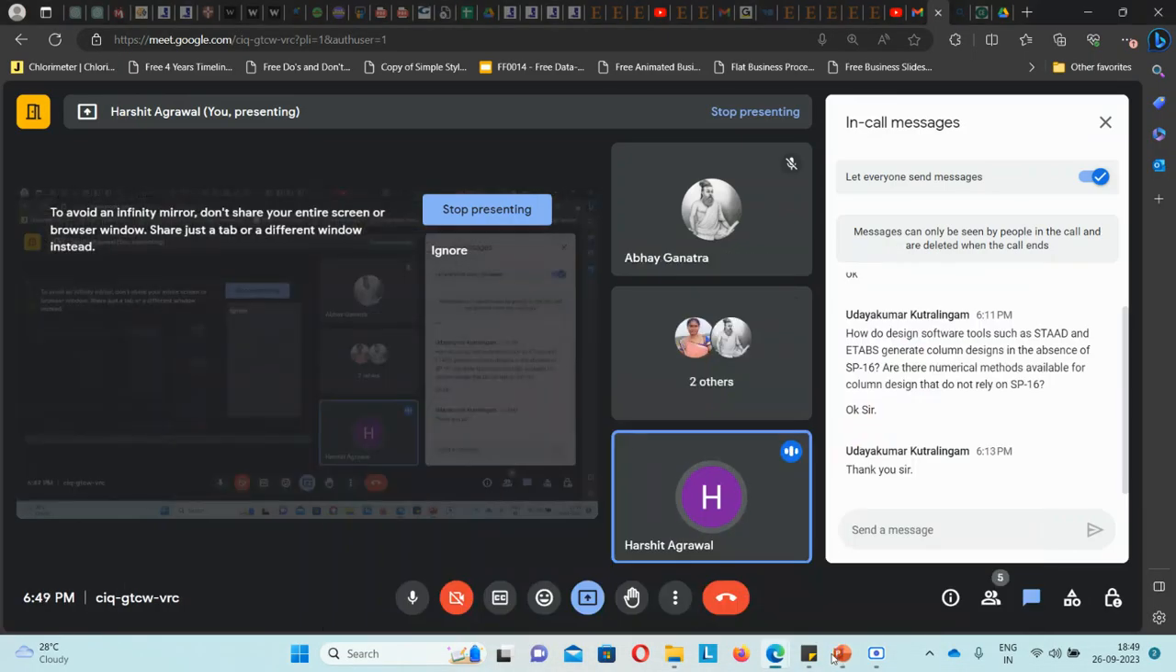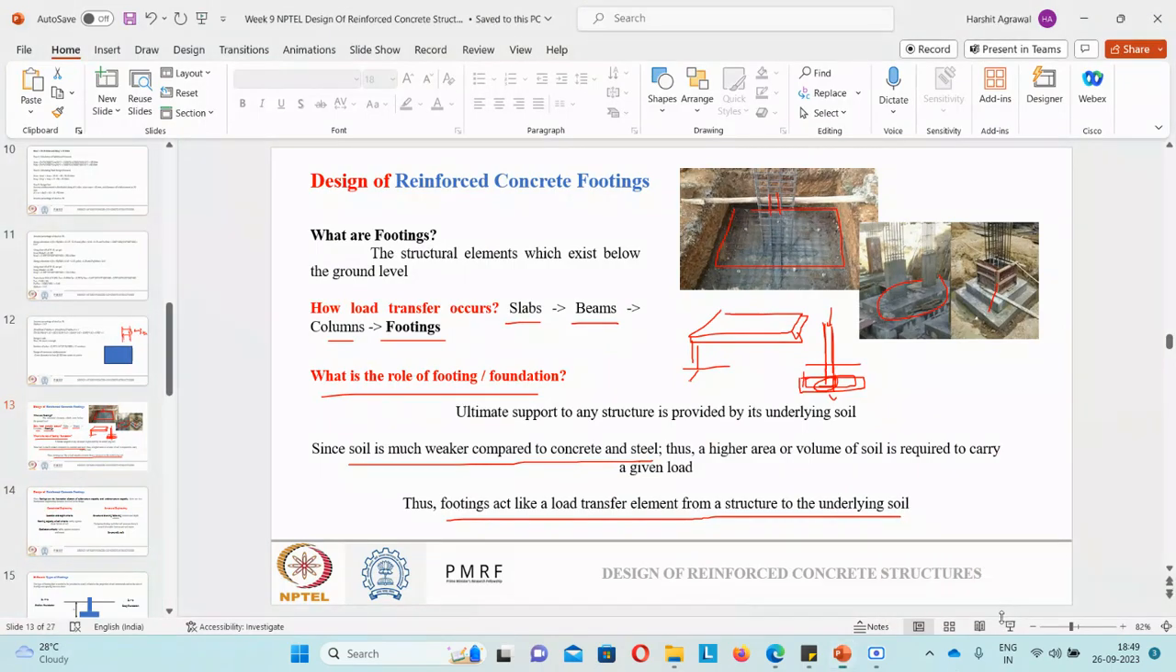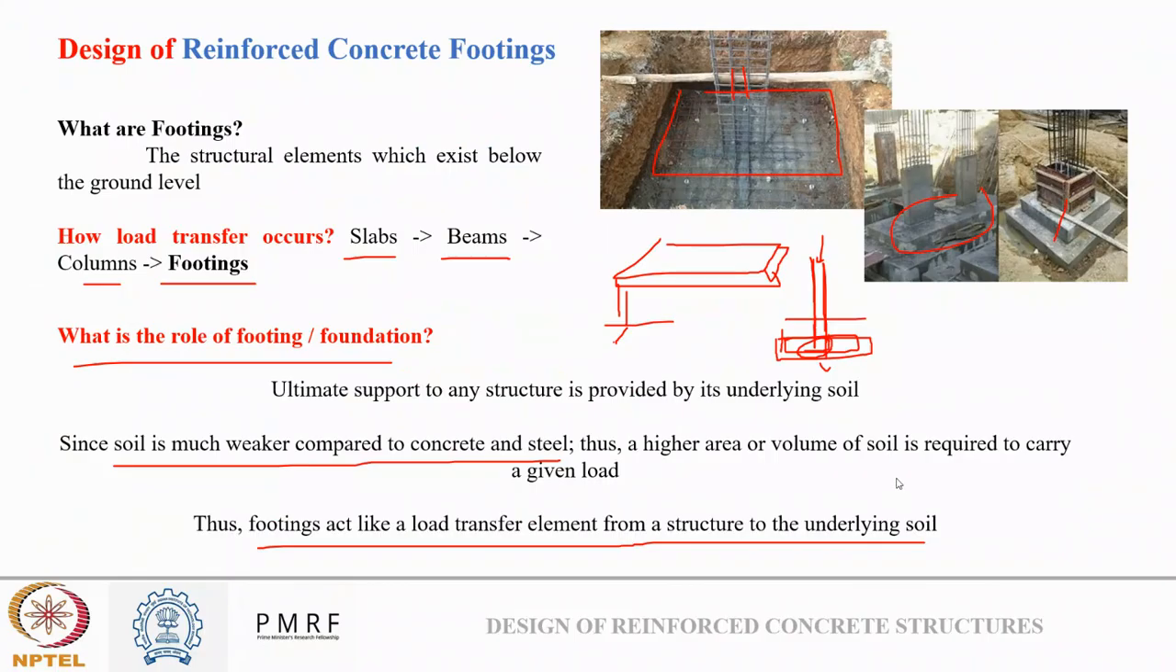Is there some doubt? Okay, so I hope the load transfer mechanism is clear. What is the role of footing and why we are providing footing? Just to support the soil such that it can carry the load.